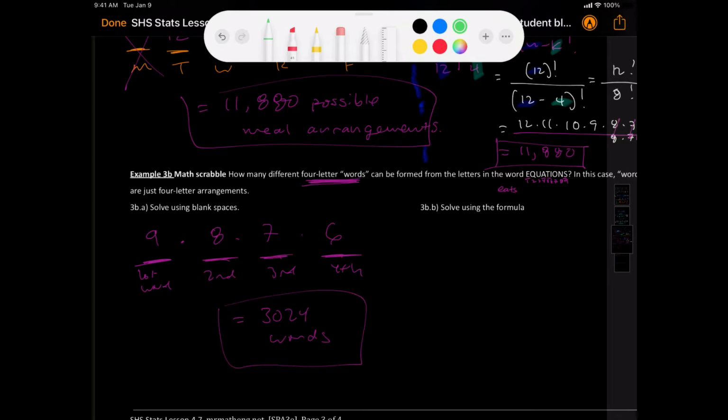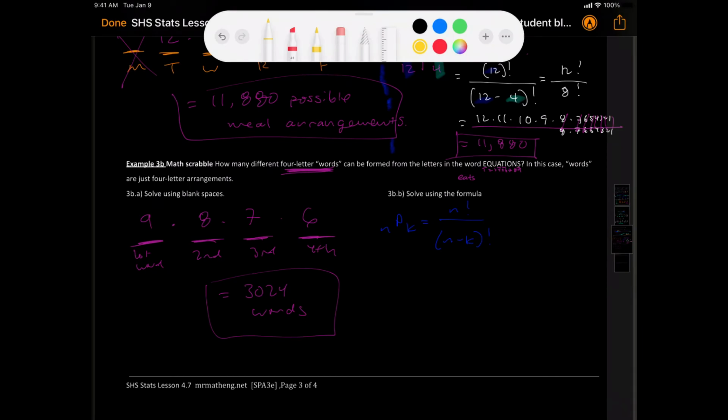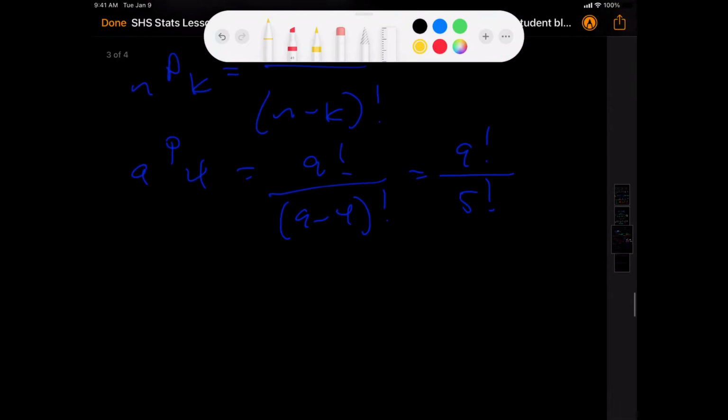All right, we're using the formula. Remember, it is nPk equals n factorial over (n minus k) factorial. So our total is 9 letters, and from there we're picking how many? 4. So we'll essentially get 9 factorial over 9 minus 4 factorial, which gives us 9 factorial over 5 factorial. And if you write that out, you will get 9, 8, 7, 6, 5, 4, 3, 2, 1.